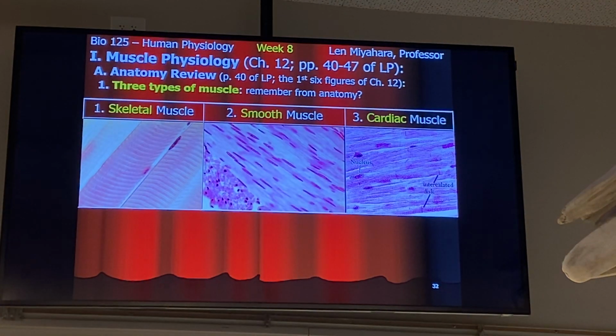And then we'll get to muscle physiology next week on Wednesday.